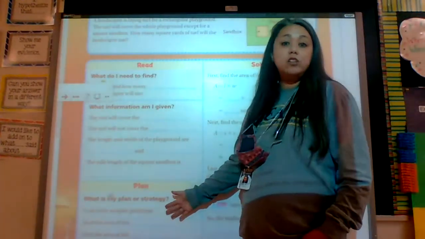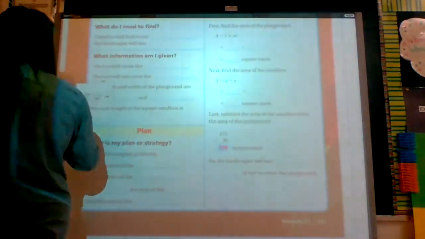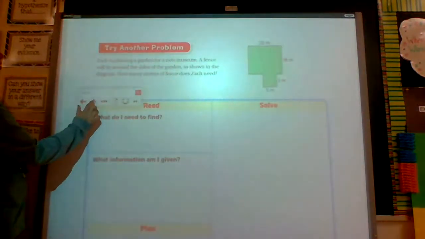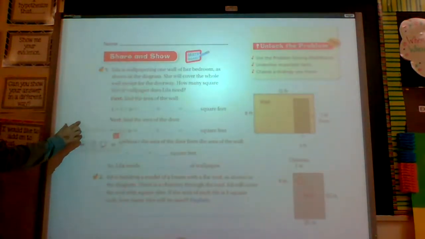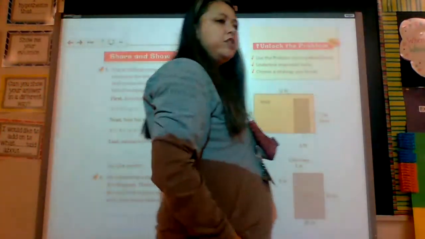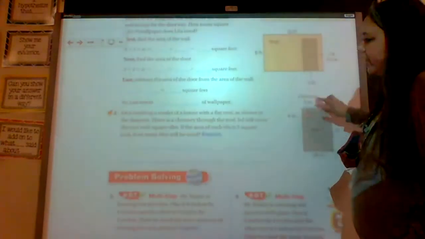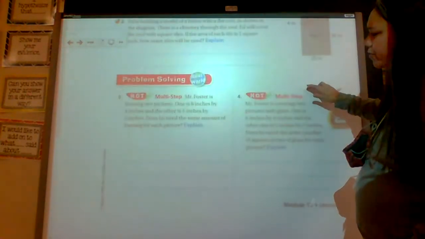But it's definitely good. Draw a picture, create that plan. Okay, now we're not going to do this page, but I wanted you to come here because this is the show and share. Before you do independent practice, we always want to talk about and get help with share and show. And these have great, really higher level thinking problems.